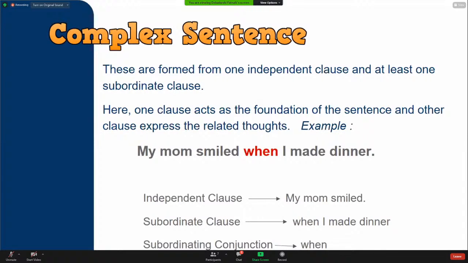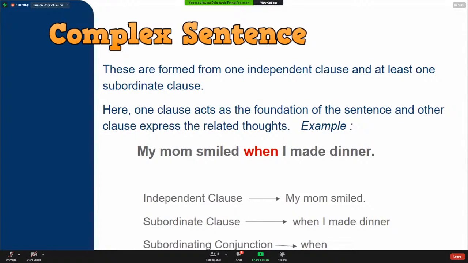If I am saying only "when I made dinner," does it sound good? No, it will not sound good. ఎప్పుడైతే నేను తింటున్నాను. Suppose I say "my mom smiled," then it has some meaning. నవ్వింది. But if I say "when I made dinner," it has nothing. Something is missing there.